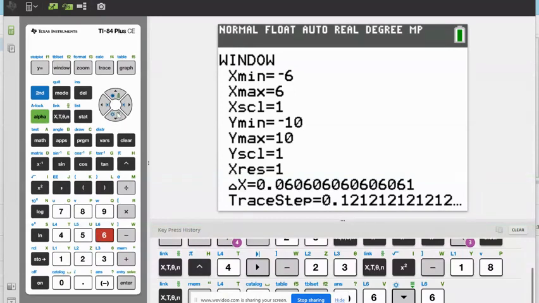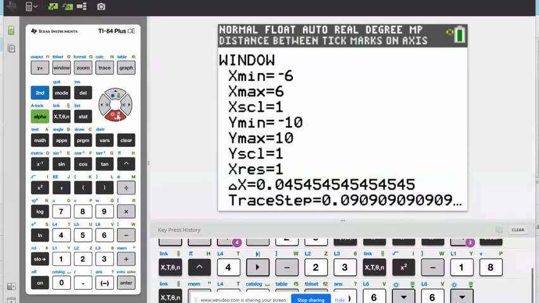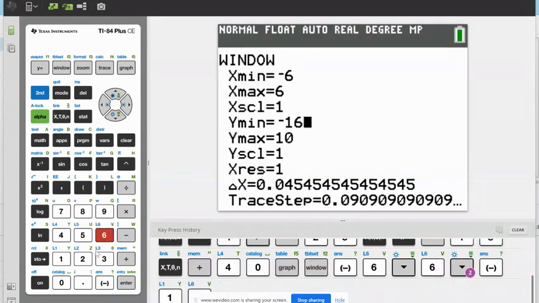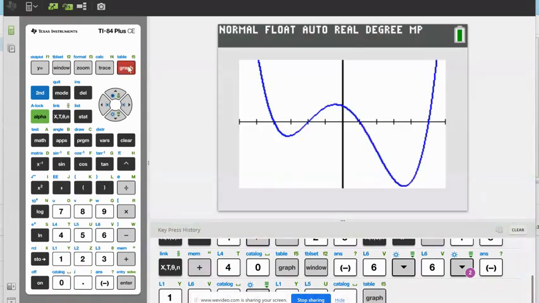Now let's go to our y min and our y max. So go to y min. For your y min, you're going to do -160. Whoa. So -160. And our y max is going to be +150. And then you're going to hit graph again. Whoa. See the parabola.